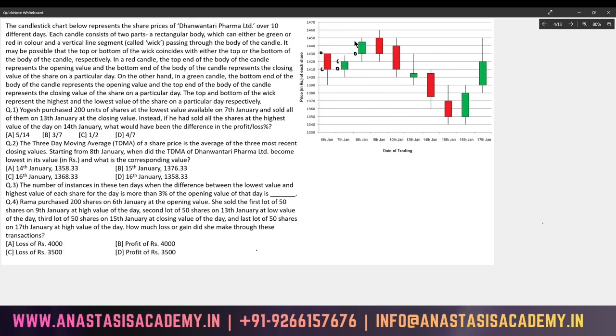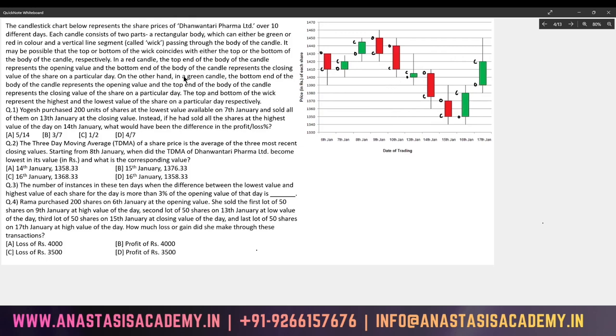So across these candles, red means opening is higher and closing is lower, and green means opening is lower and closing is higher. This is how red and green candles get defined in a candle wick chart.